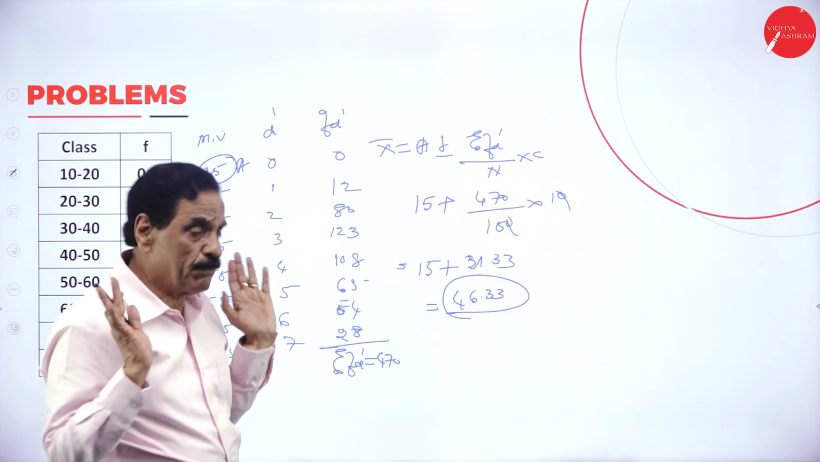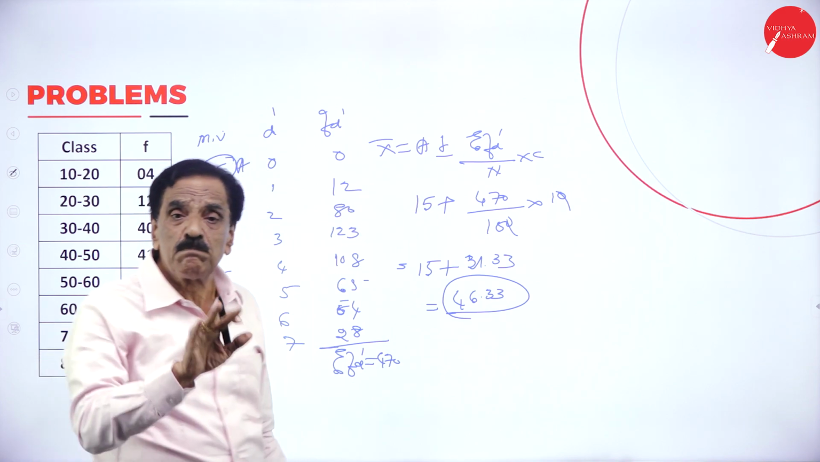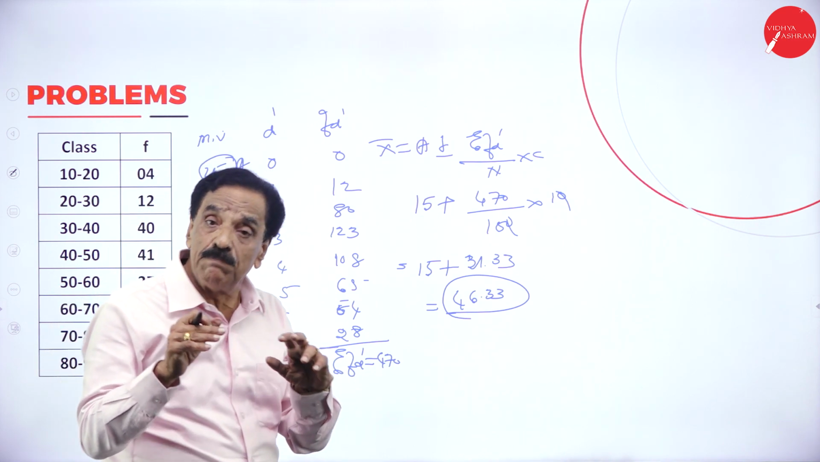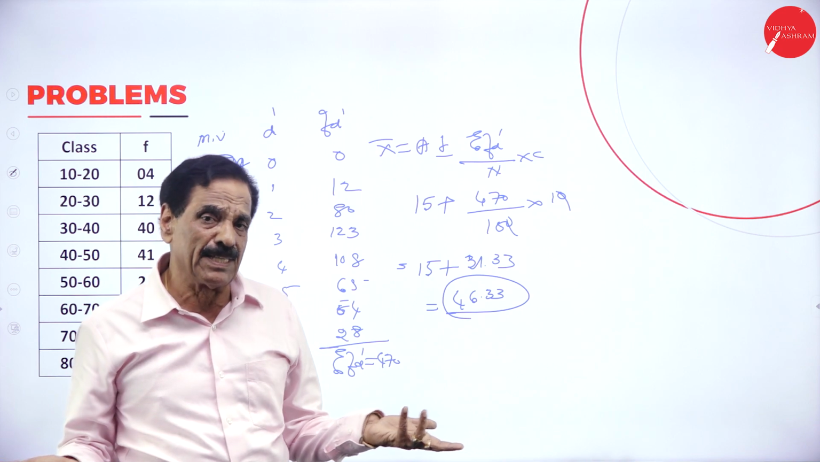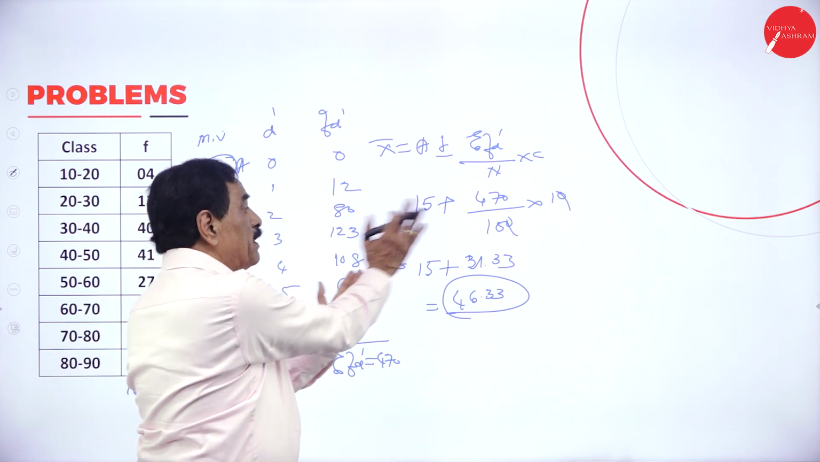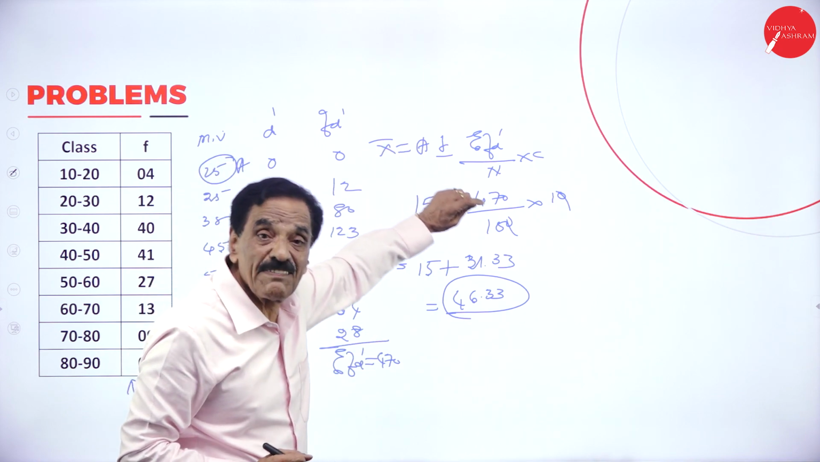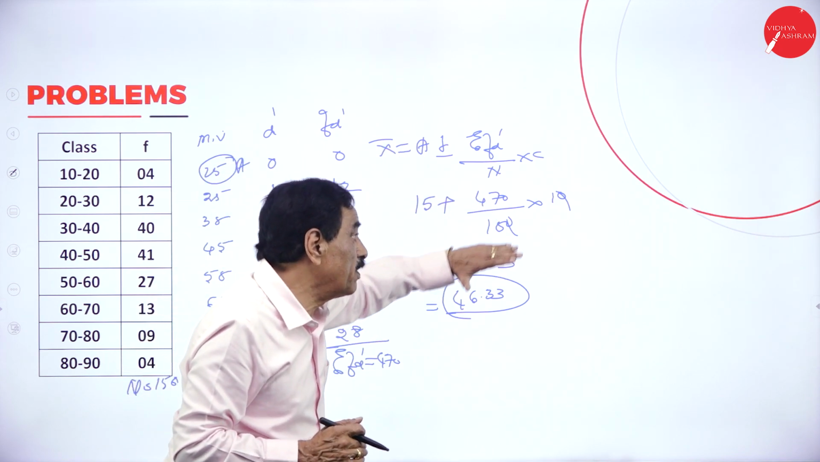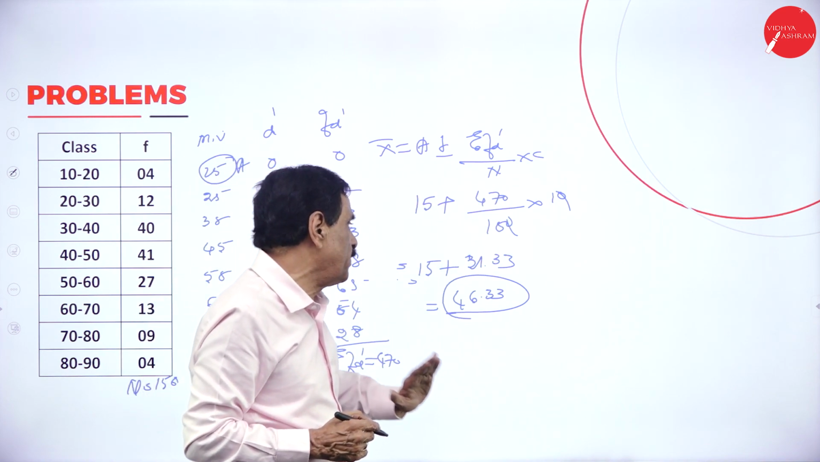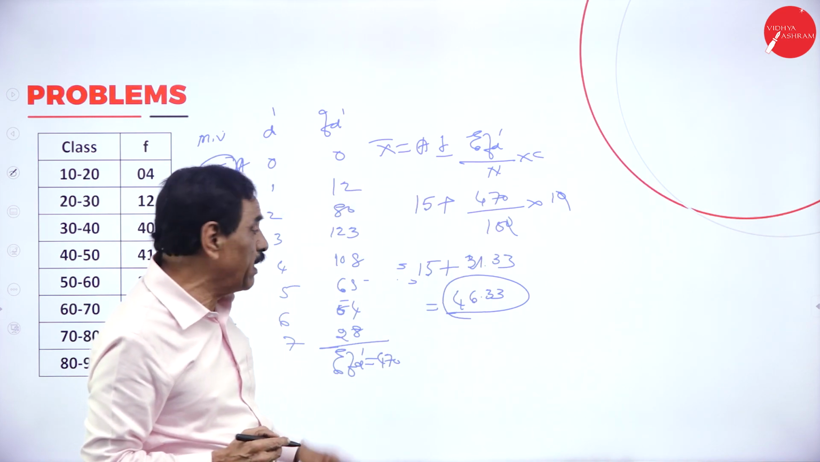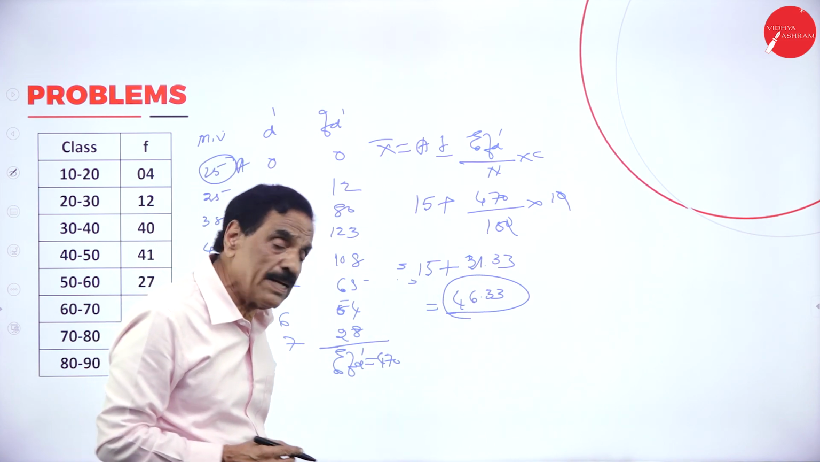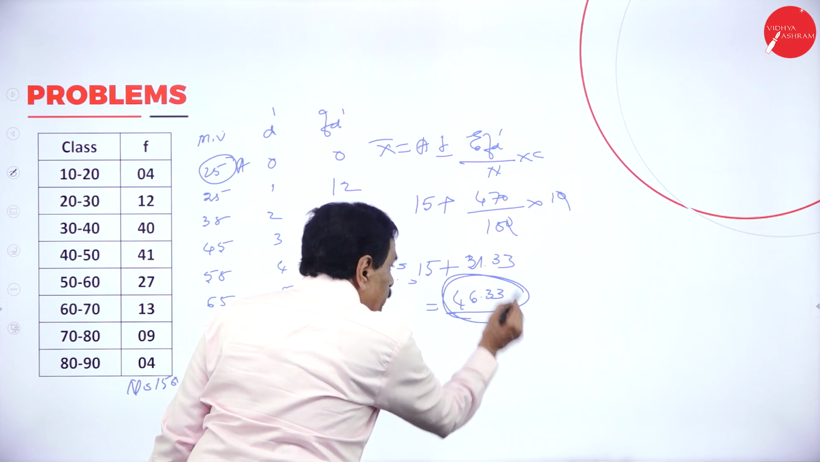Now apply the formula. Mean is equal to A plus or minus. Why do you say plus or minus? Your f t dash may be plus or may be minus. Here it's a plus, so I have taken a plus. If it's a minus, it would have been deducted. So 470 divided by 150 into 10. I cancel the 0: 470 divided by 15 is 31.33. 31.33 plus 15 is 46.33, which is your average.